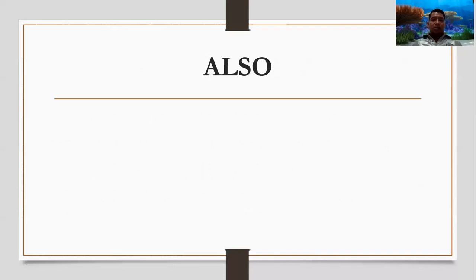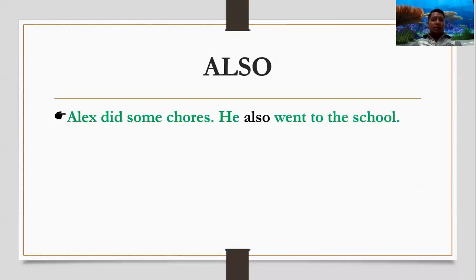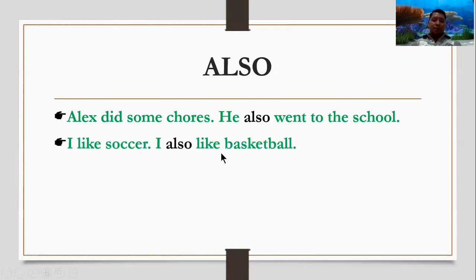Let's see. Alex did some chores. He also went to the school. Also here is before went, and went is the main verb. Let's see another example. I like soccer. I also like basketball. The main verb is like, and before the main verb we have also.